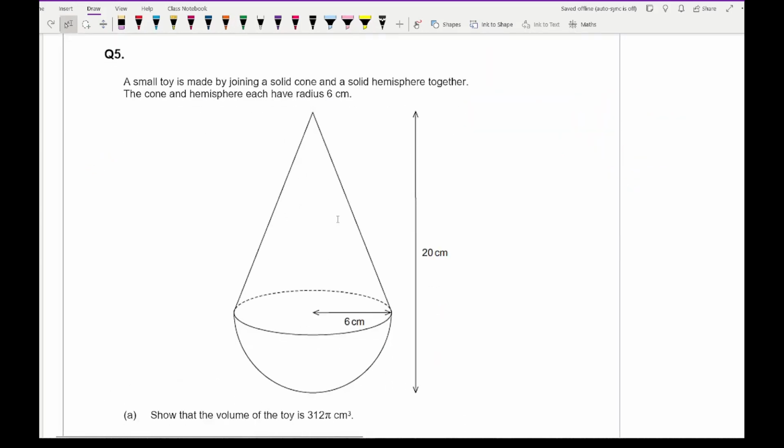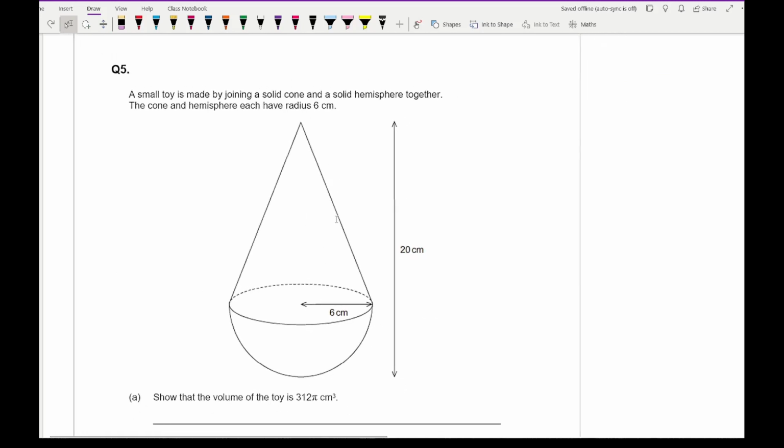Then moving on to question 5, it says that a small toy is made by joining a solid cone with a solid hemisphere together. The cone and this hemisphere have a radius of 6, and the first part of the question is asking us to show that the volume of the toy is equal to 312 pi centimeter cubed. Now the total volume is going to be the volume of the cone plus the volume of the hemisphere.